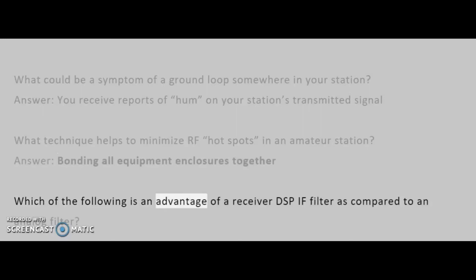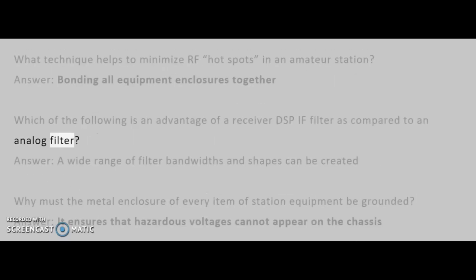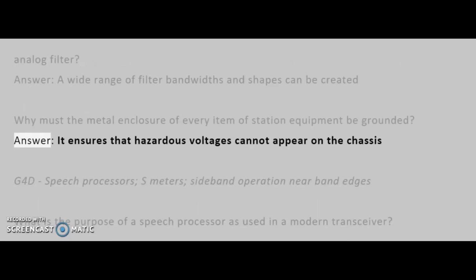Which of the following is an advantage of a receiver DSP IF filter compared to an analog filter? Answer: a wide range of filter bandwidths and shapes can be created. Why must the metal enclosure of every item of station equipment be grounded? Answer: it ensures that hazardous voltages cannot appear on the chassis.